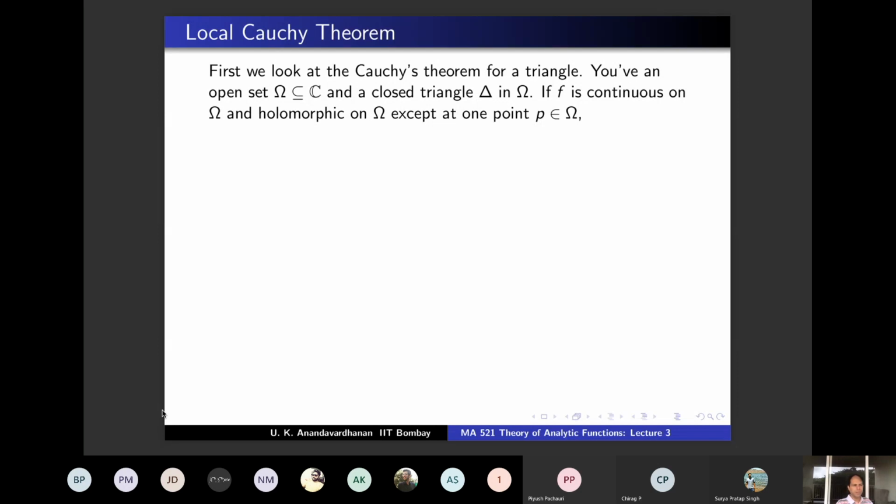So this is a stronger statement, right? You're not assuming holomorphicity everywhere. You are assuming holomorphicity everywhere except at one point. And continuity you are assuming everywhere. Under these assumptions, you're going to show that if you integrate on the boundary of the triangle, meaning integrate along this line segment plus integral along this line segment plus integral along the third line segment, this is 0. So this is the first Cauchy's theorem on a triangle.